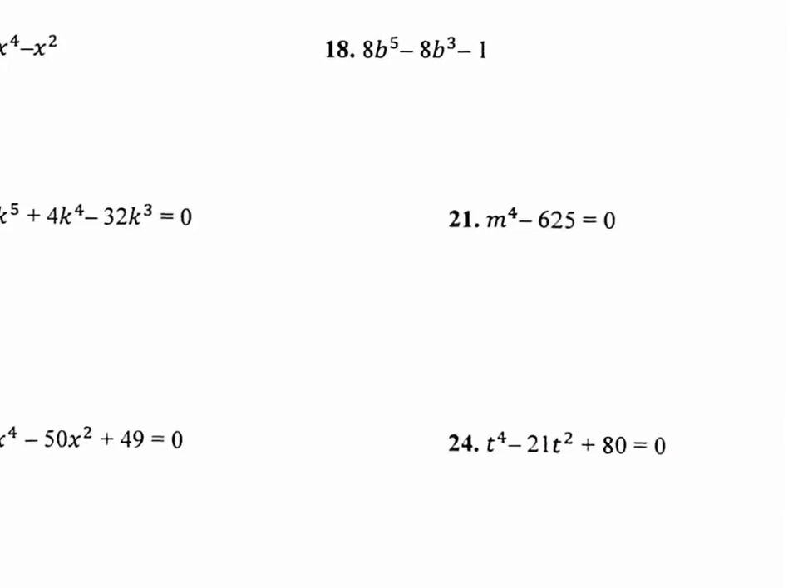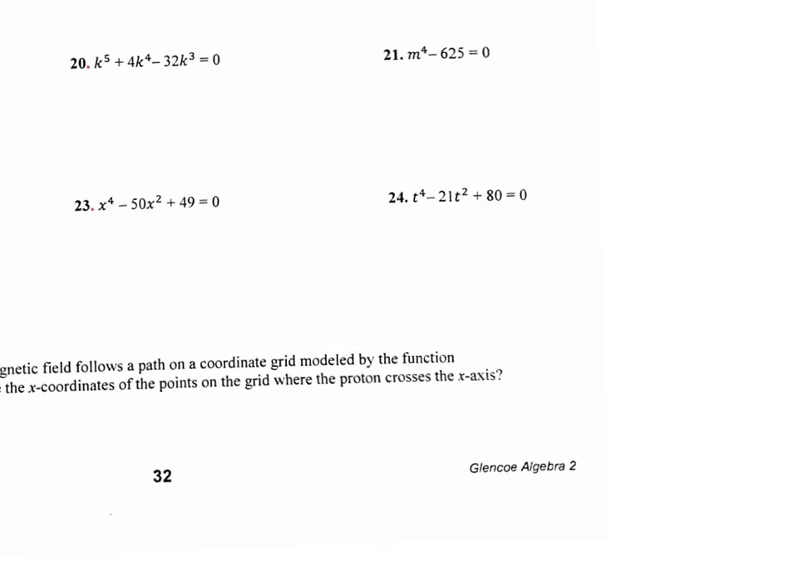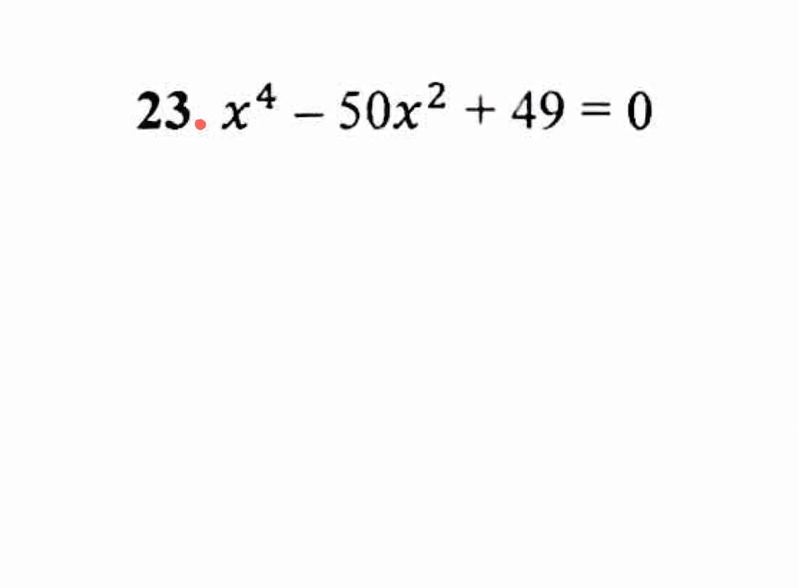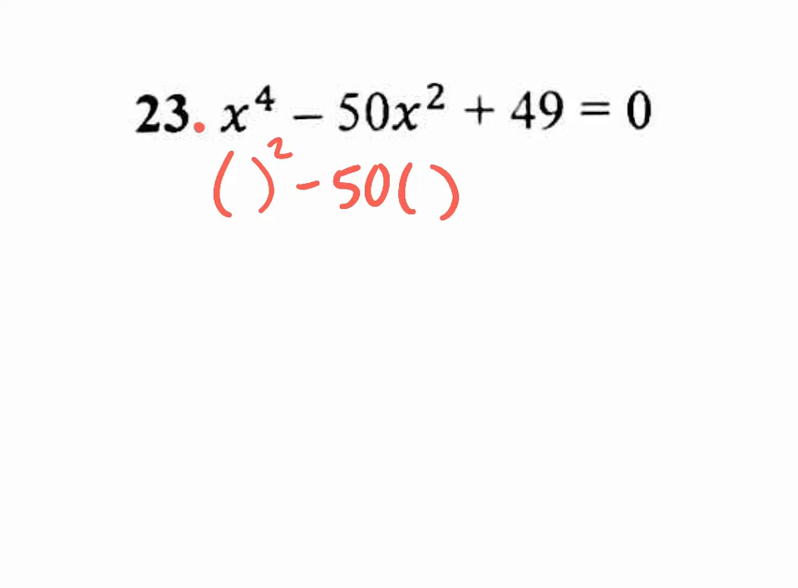Again, check this out. The real reason we're doing this is, let me show you right here, 23. Let's jump to 23. That's going to be part of your homework anyway. This is not a quadratic, so you can't do anything. You can't factor it. But if you make it look like a quadratic, something squared, minus 50 times that something plus 49, what would be in here to get the x to the 4th?